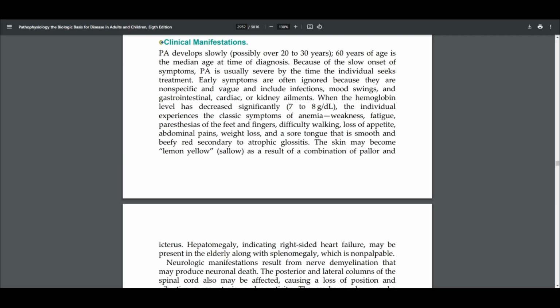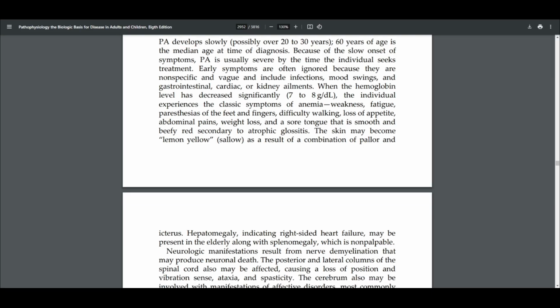When the hemoglobin finally does decrease significantly enough, the individual experiences the classic symptoms of anemia: weakness, fatigue, paresthesias of the feet and fingers, difficulty walking, loss of appetite, abdominal pain, weight loss, and a sore tongue that is smooth and beefy red, secondary to atrophic glossitis. The skin may become lemon yellow as a result of a combination of pallor and icterus.